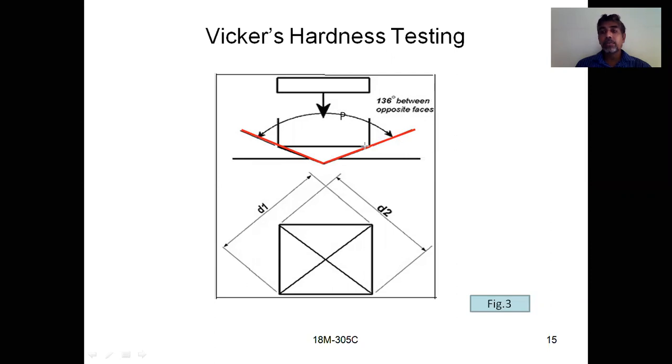Because here we are using a pyramid. So here we are using a pyramid type of diamond indenter, which has an angle of 136 degrees between the opposite faces. I will show you by using this one.